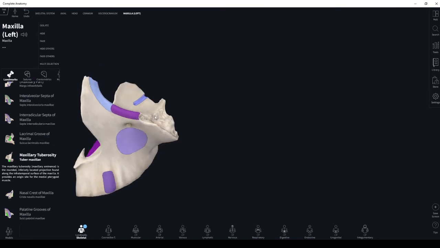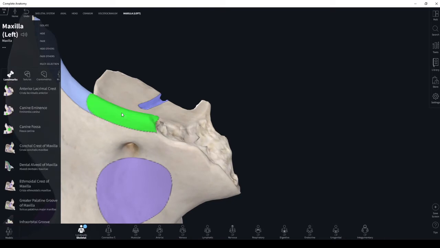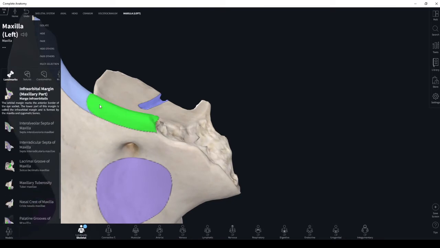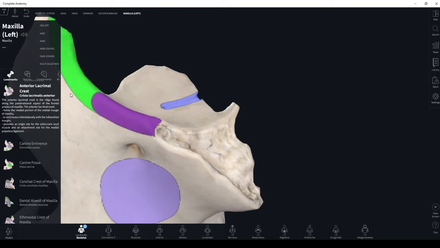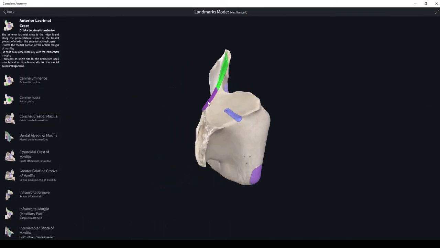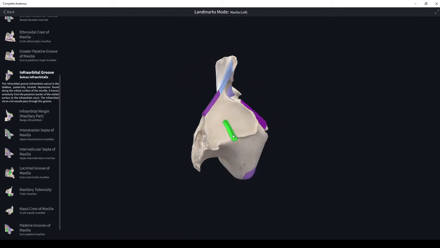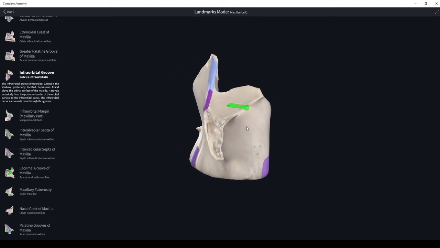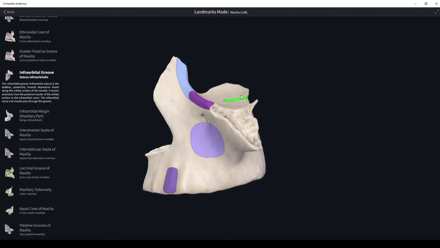On the orbital surface, just above the orbital rim, you can see the infraorbital margin and anterior lacrimal crest, which form the inferior border of the orbit. On the orbital surface of the maxilla, you can see the infraorbital groove, which communicates partially the pterygopalatine fossa with the canine fossa through the infraorbital canal.